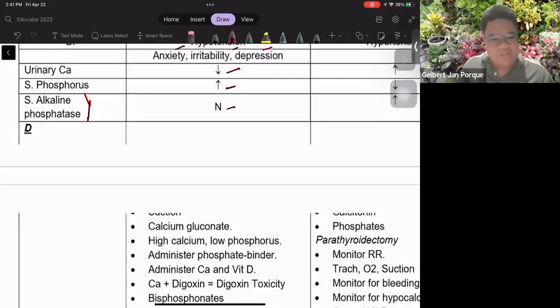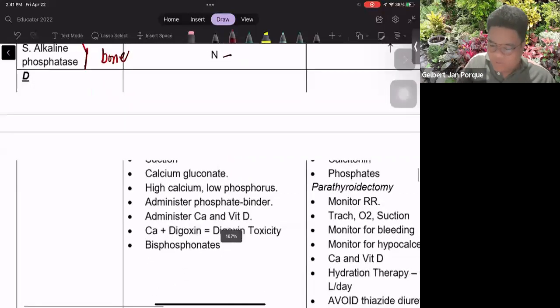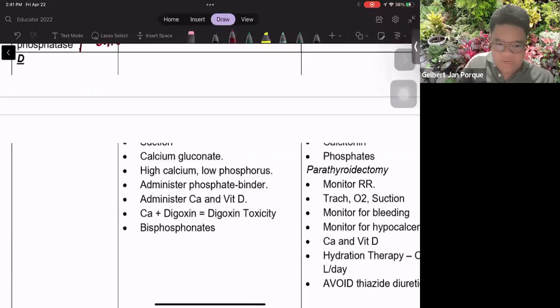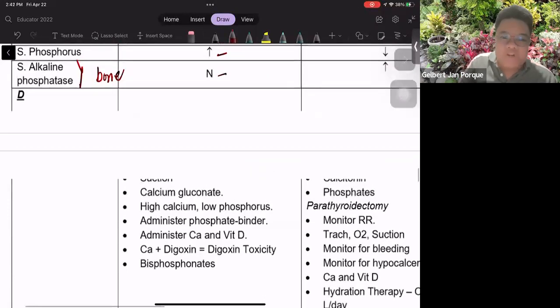Okay, class, the bones. The increase of alkaline phosphatase is already indicating, students, that there is an increased activity of your osteoblasts. Now, class, let's see if they are correct. Okay, now my notes are tired. Now, class, what will be your plan for your patient, or what will be your diagnosis for your patient?